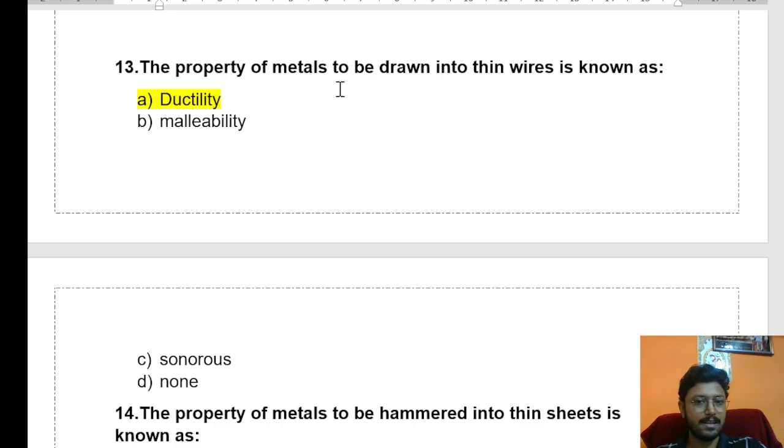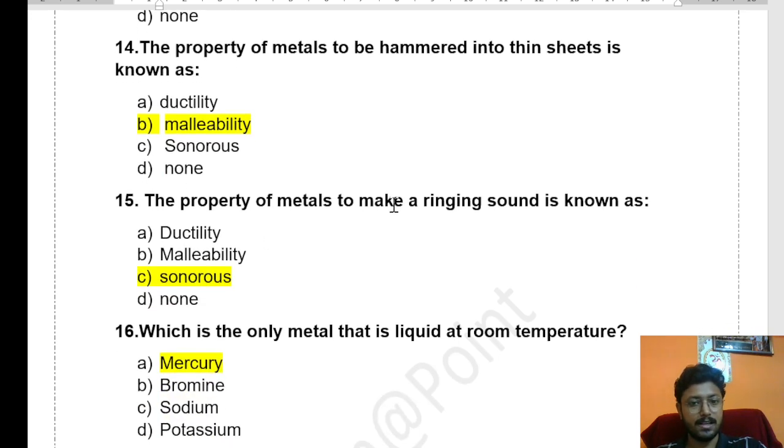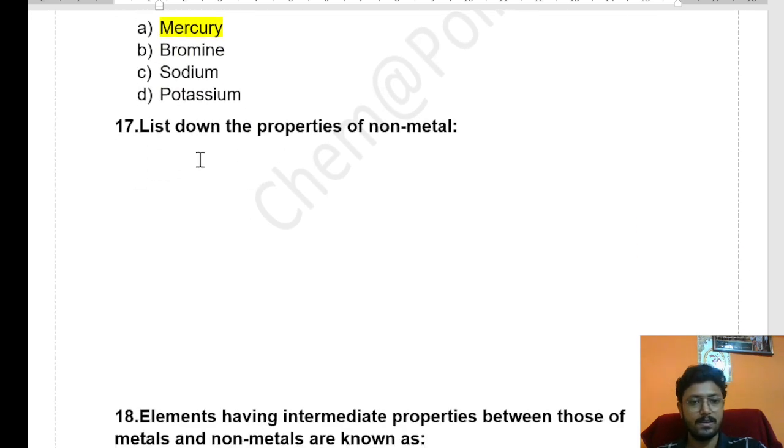The property of a metal to be drawn into thin wire is known as ductility. The property of a metal to be hammered into thin sheets is known as malleability. The property of a metal to make a ringing sound is known as sonorous. Mercury is the only metal that is liquid at room temperature. It is very important, dear student. At room temperature, mercury is a metal, but it stays in the liquid state. Okay.